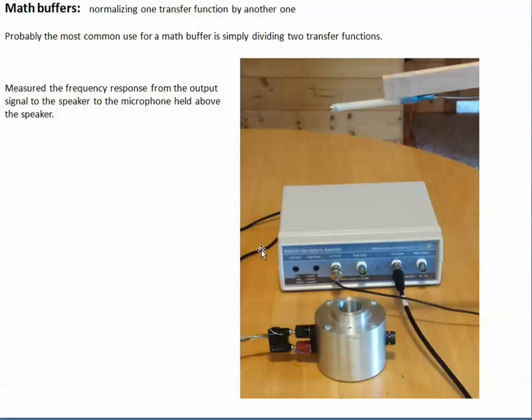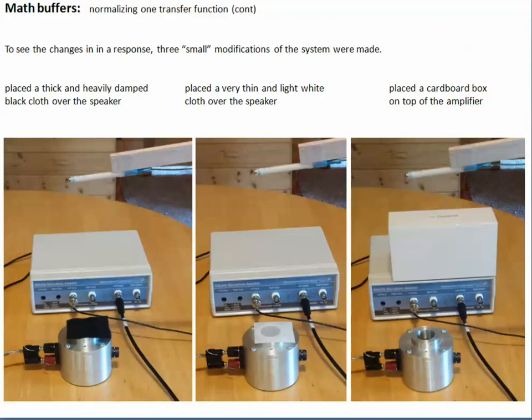Then I'm going to change the environment a little bit and remeasure those responses. So I'm going to do 3 modifications. One is to just put a relatively thick black cloth on top of the speaker and see how it affects the frequency response. Then I'm going to put a very thin, stiff cloth over top of the speaker, which has quite a bit more resistance than the black cloth. And we'll see another change.